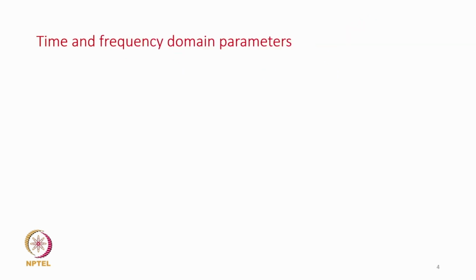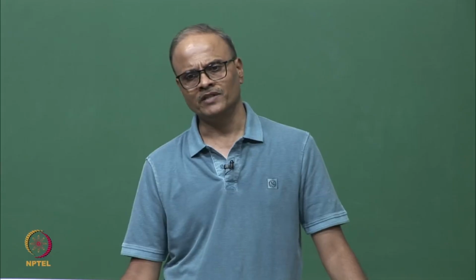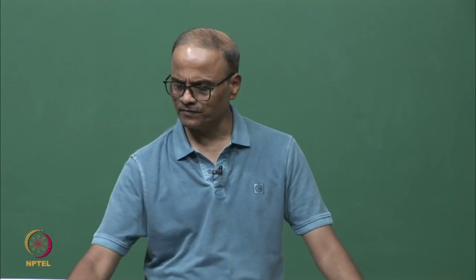So let us now choose the time and frequency domain parameters. Let us say we are interested in the frequency range of 400 Hertz. So 0 to 400 Hertz is the frequency range of measurement, and we have now chosen 5096 samples in the time domain. We have studied earlier that out of all the frequency and time domain parameters, we need to basically choose 2 of the parameters, and if you choose 2 of the parameters, then the rest of the parameters get decided. So these 2 parameters we have chosen, and now the rest of the parameters defining the time and frequency domain get fixed. So let us look at those parameters.